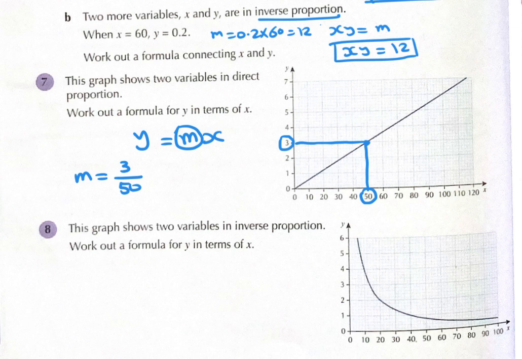Or you can write it as a decimal. You have a choice. So you can write y equals 3 over 50 x, or you can write the decimal, y equals 0.06x. So it's the same. You can write m as a fraction or as a decimal. Understood?